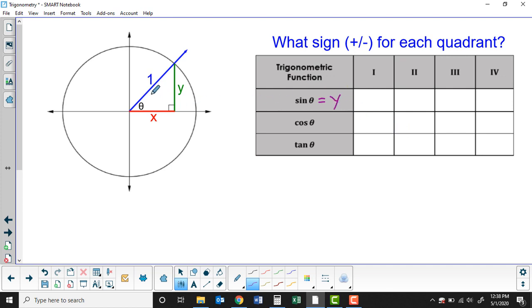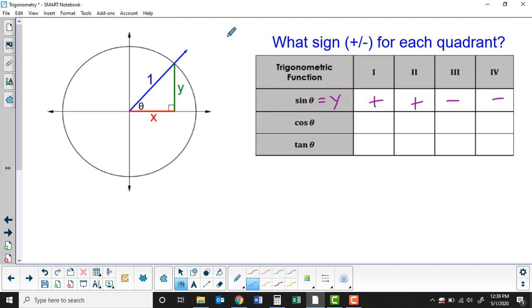So let's talk about this. If you were in quadrant 1, is y positive or is y negative? Up here, right? It is positive. What about over in quadrant 2? It is still positive, right? Y is positive anytime we're above the x-axis, right? What about in quadrant 3 over here? Well, that means it would be negative. And then what about down here in quadrant 4? It would again be negative.